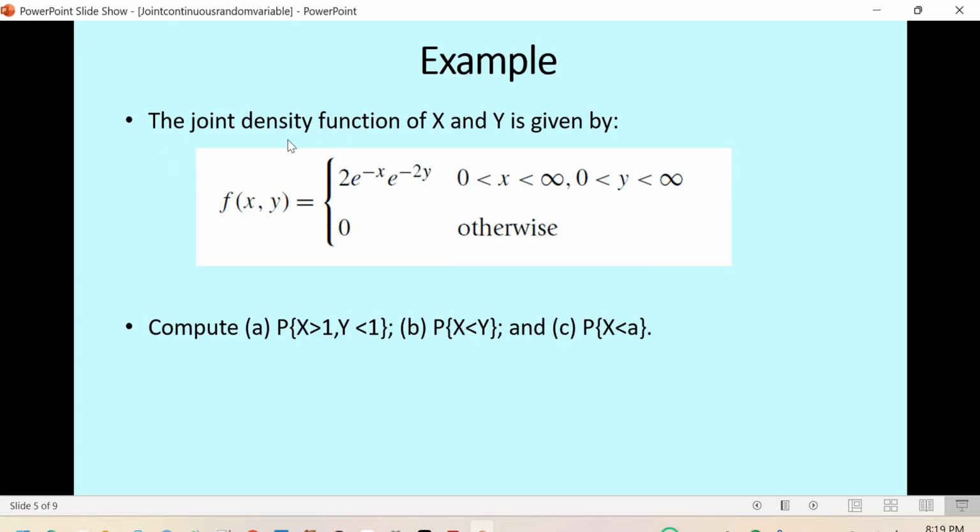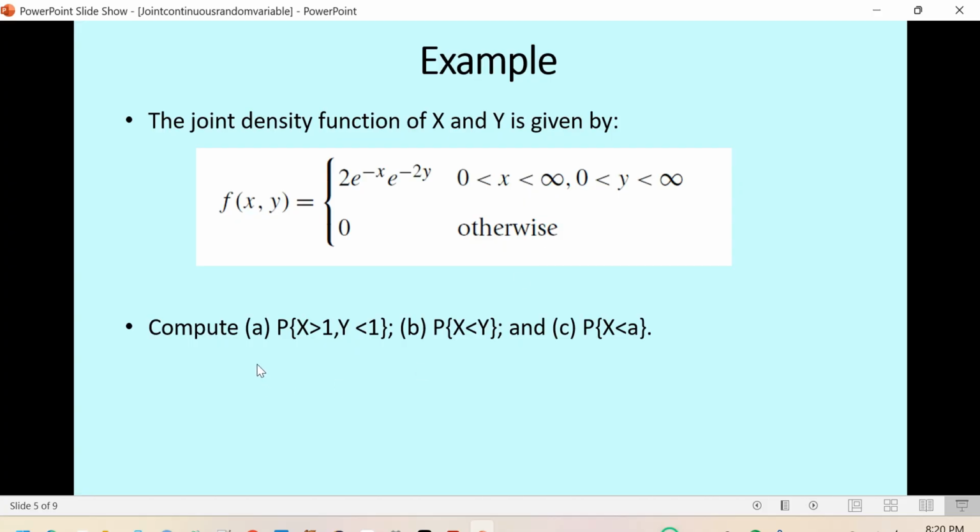We know the joint density function of x and y is given by this expression. So both x and y appear in this expression, and this is the limit of available values for x and y. Both are in the positive continuous area, right?